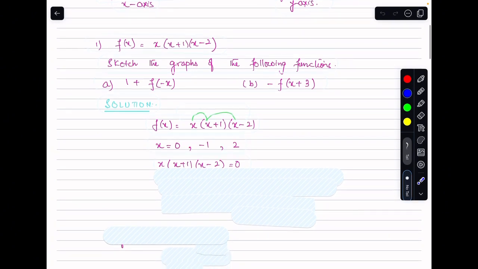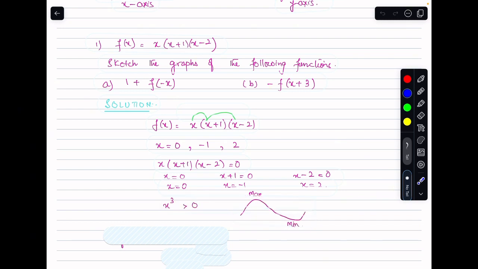So this is what we shall be doing. x(x + 1)(x - 2) is equal to 0. We are equating it to 0 to get the roots of the function, meaning the x-intercepts of the function. Therefore, x is equal to 0, x is equal to minus 1, and then x will be equal to 2 here. So these are the three roots that we should be having for the function.